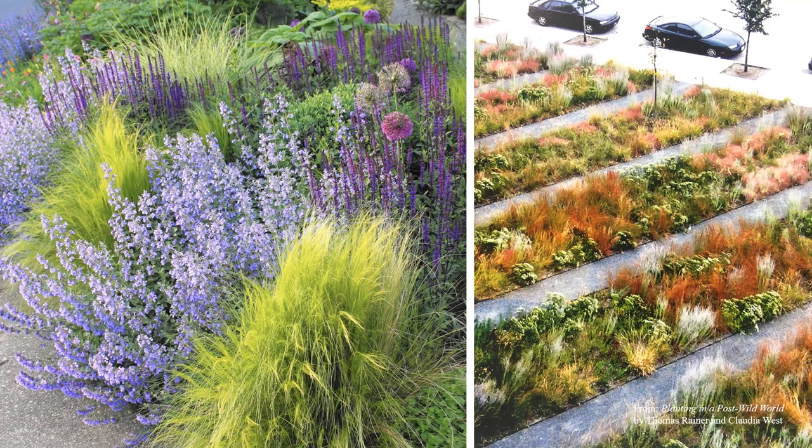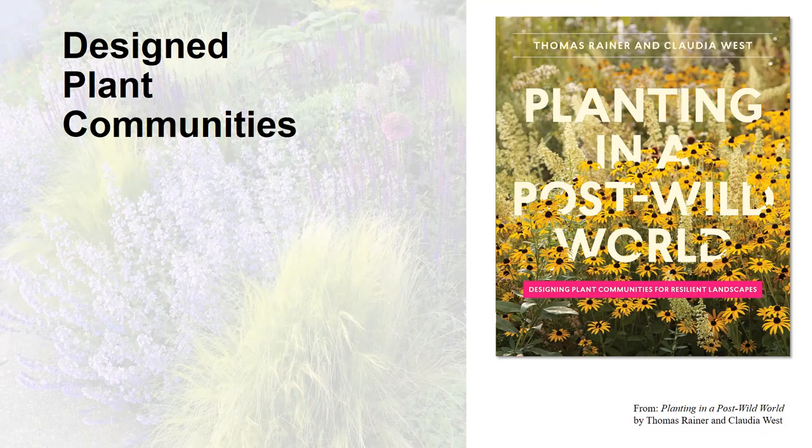Now consider this approach. This is an approach to landscape design and plant design that we call designed plant communities. Plants are selected to coexist, mingle, spread out, and exist in conjunction with one another. These types of landscapes are inspired by natural settings, and they rely on ecological principles at work in unmanaged landscapes. But these plant selections and the plant communities are adapted for managed urban conditions, quite a bit different than the horticultural landscapes we saw in the previous slide.